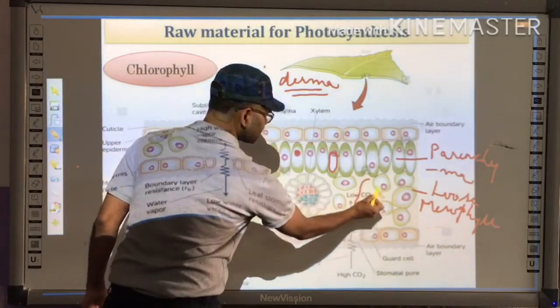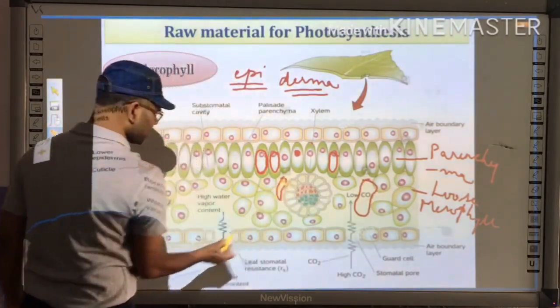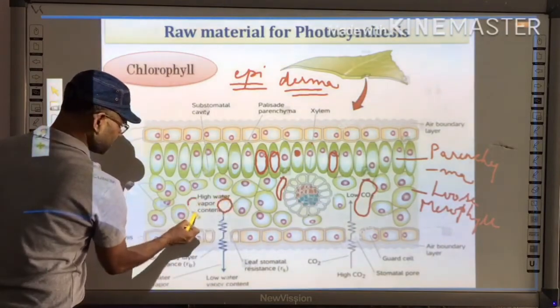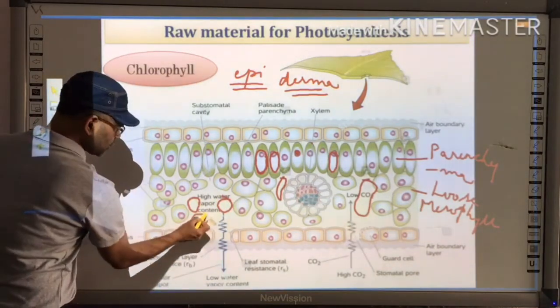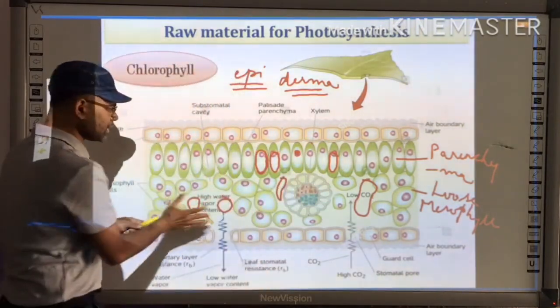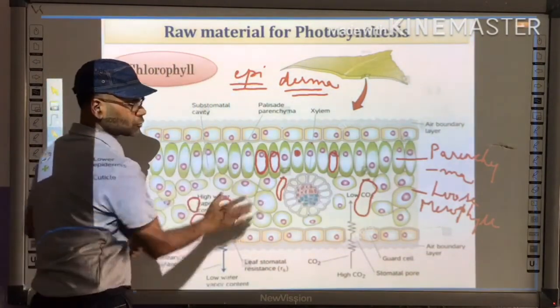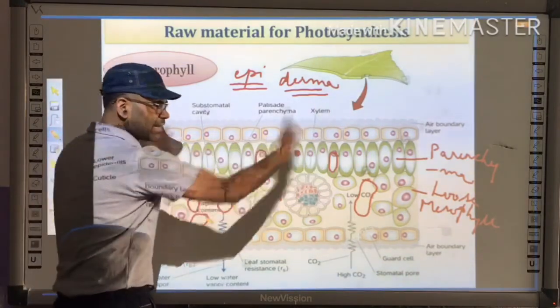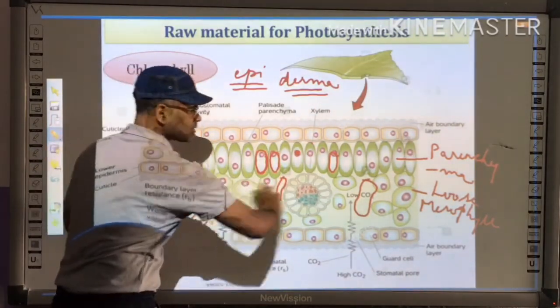This is the air gap. Here also, you can see it's an air gap. Here it is an air gap. So these are not compactly packed. Now you can compare the packing of this tissue and these tissues. Here the packing is very tight and here the packing is very loose.